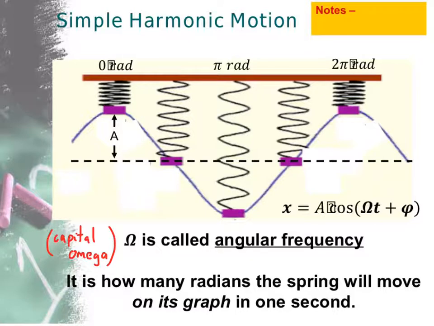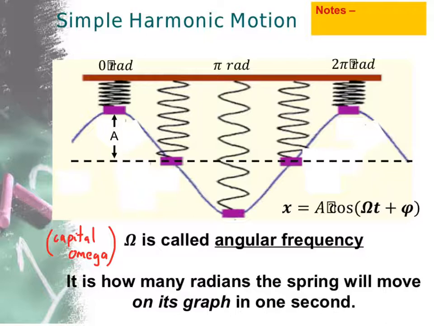Just like in the Latin alphabet, we have capital letters and small letters. We have capital and small letters in the Greek alphabet too, and this happens to be the capital letter omega. Now, this capital letter omega is what's called the angular frequency. Now, this angular frequency is how many radians the spring will move on its graph in 1 second.